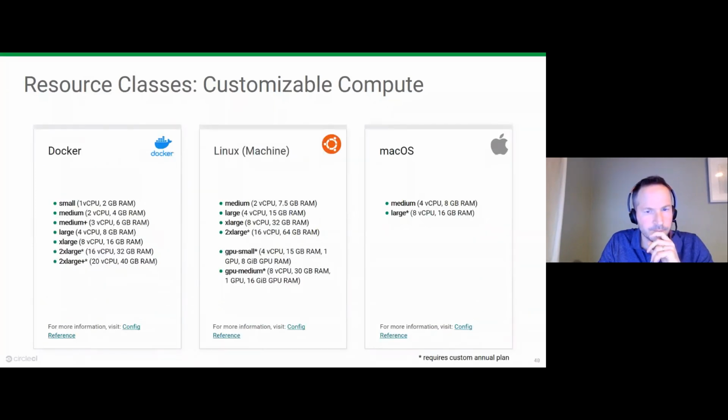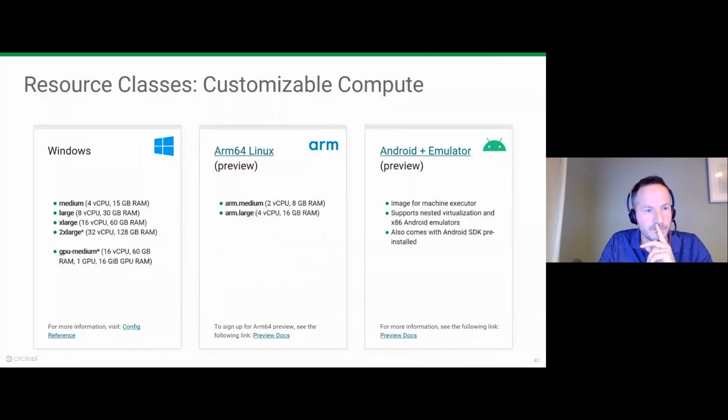On the next few slides, we're going to be showing the different resource classes we have for the various execution environments we support. On CircleCI, we support Docker, and you can see the different resource classes that we have under that execution environment. We also support Linux, as well as Mac OS. And in addition to that, we support Windows. ARM64 is currently in preview, and we also have an Android image coming out, also in preview right now, that supports nested virtualization as well as built-in emulators.